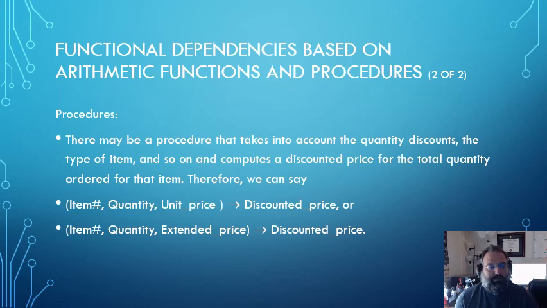Functional dependencies based upon algorithmic functions and procedures. There may be a procedure that takes into account the quantity discount, the type of item, and so on, and computes a discounted price for the total quantity ordered for that item. Therefore, we can say the following.